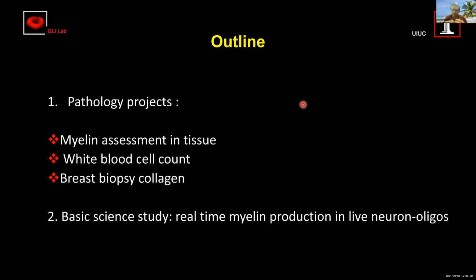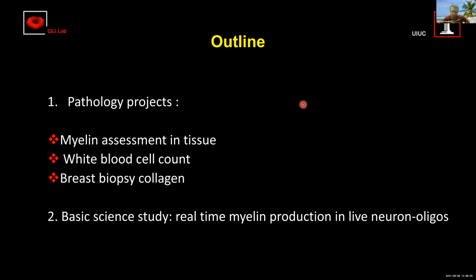Now in this talk, I'm going to cover two different classes of projects. One is pathology projects, which lend themselves well to potentially be employed in a clinical setting. And then the second type would be like a basic scientific analysis. In our case, looking at real-time myelin production in oligodendrocytes and their interactions with neurons.